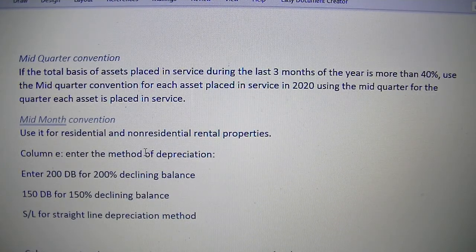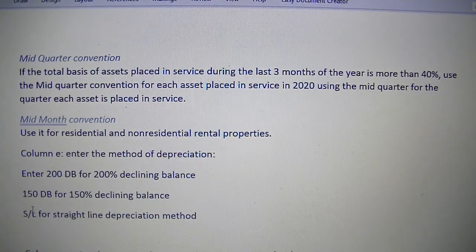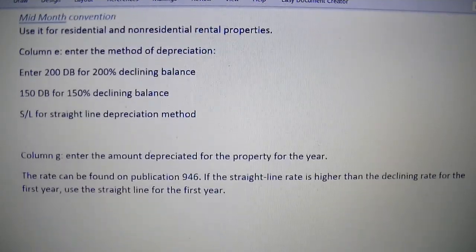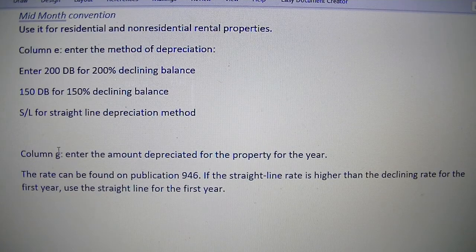So column E, enter the depreciation method. So enter 200 DB for 200% declining balance, 150 DB for 150% declining balance, and SL for straight line depreciation method. So column G, I think we talk about every single one.